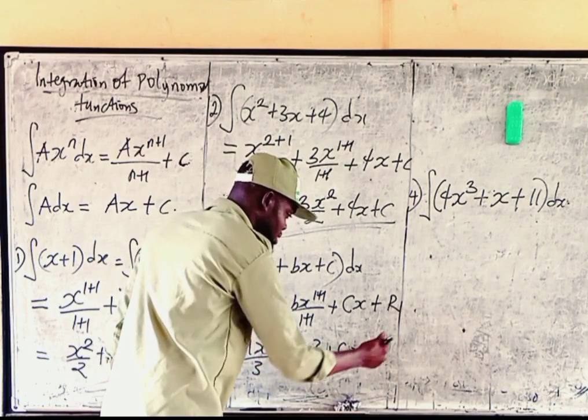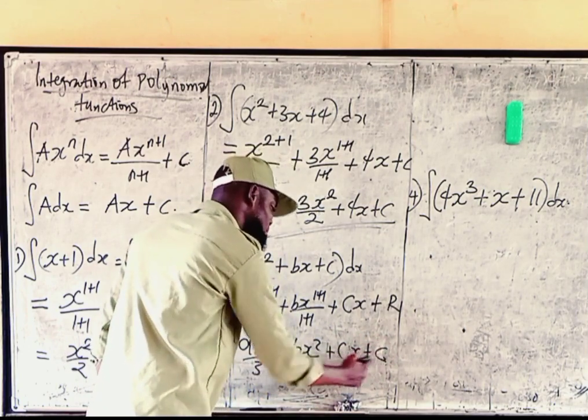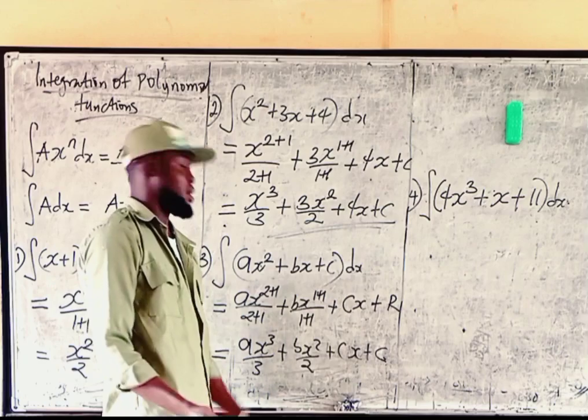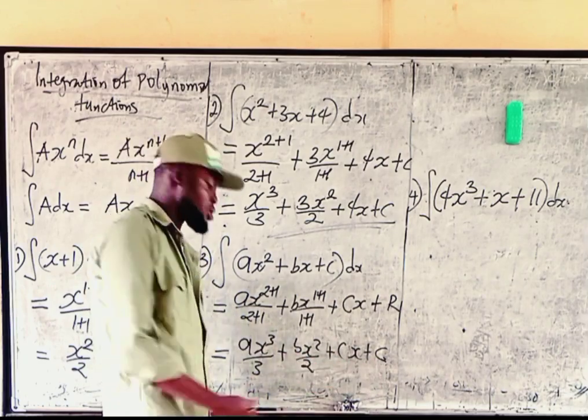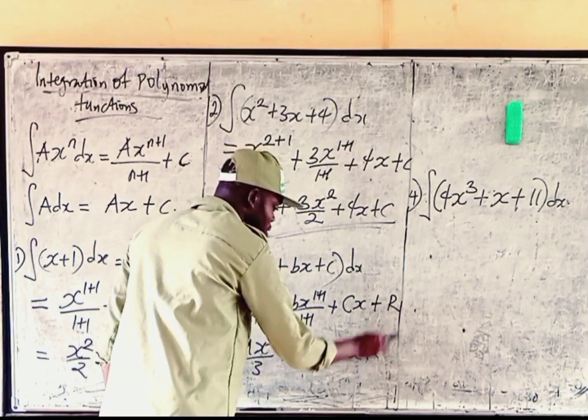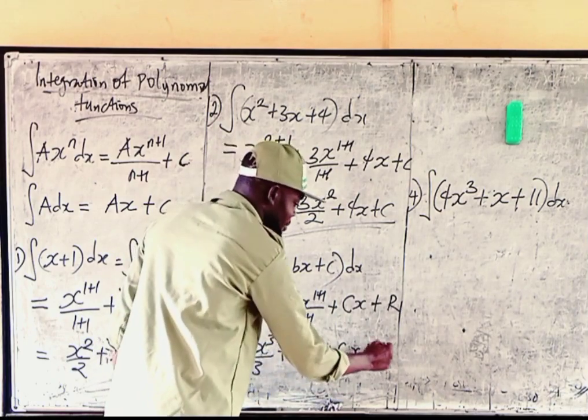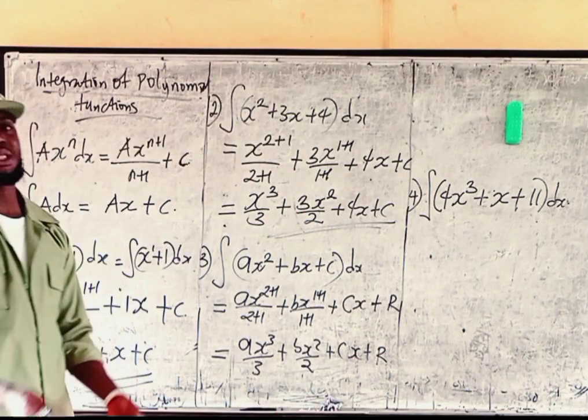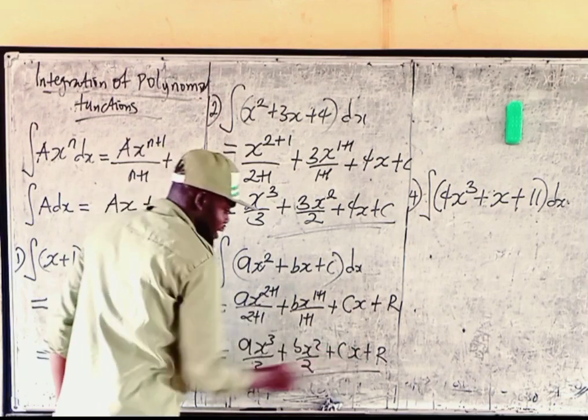You can also say plus c in this place, but ensure that you know this c and this other c are not the same thing. This one is from the question, but this one means integration constant. For the thing not to be ambiguous, you are going to be replacing that with r to remove ambiguity. That's why we are using r for that.